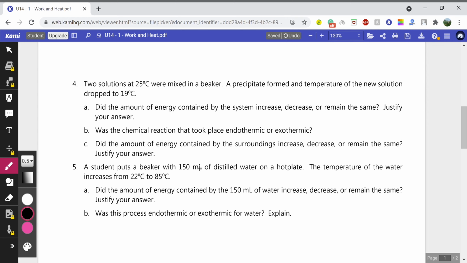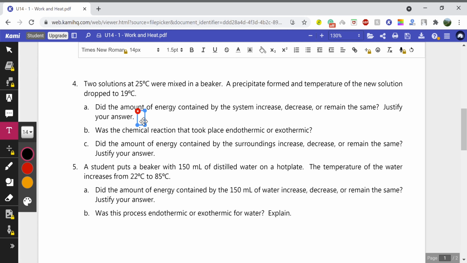Hi, in this video we're going to do some practice problems with work and heat that we learned from the previous video. So first it says two solutions at 25 degrees were mixed in a beaker and a precipitate formed and the temperature of the new solution dropped to 19 degrees Celsius. Did the amount of energy contained in the system increase, decrease, or stay the same?